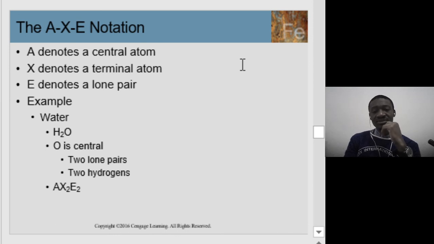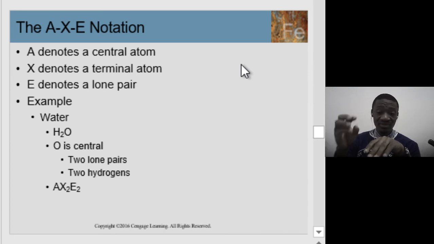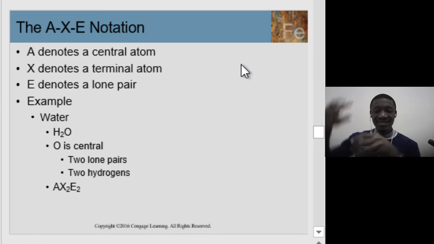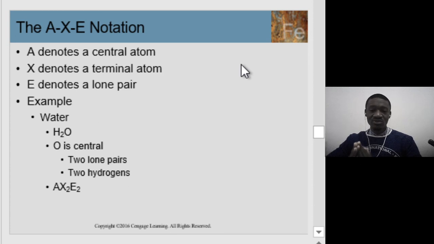So this is the whole thing we are very much aware of: the central, terminal, and then the lone pair. Water has a central, which is oxygen, with 2 attachments of hydrogen, and then 2 lone pairs of electrons. Hence it forces those 2 down, and then you have a bent shape. So very important.